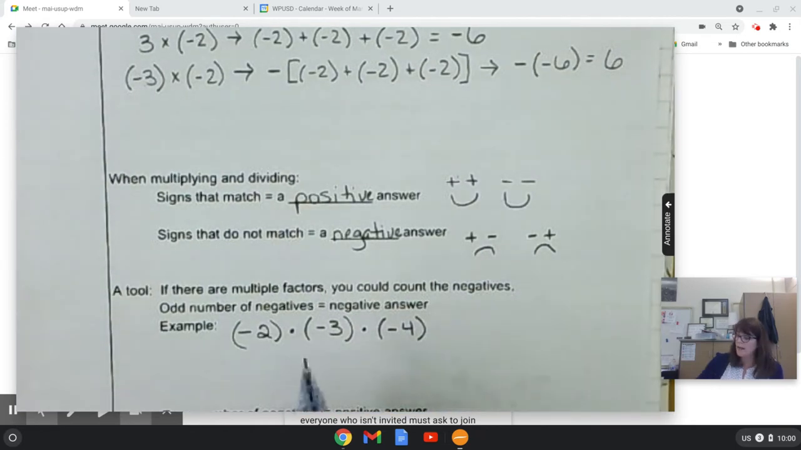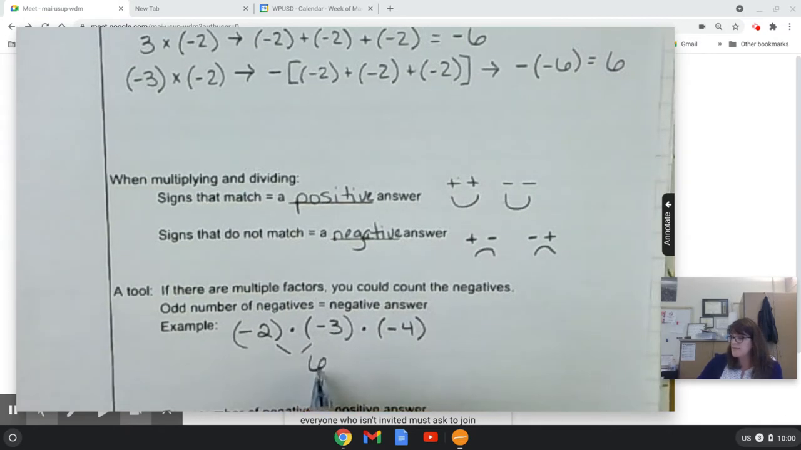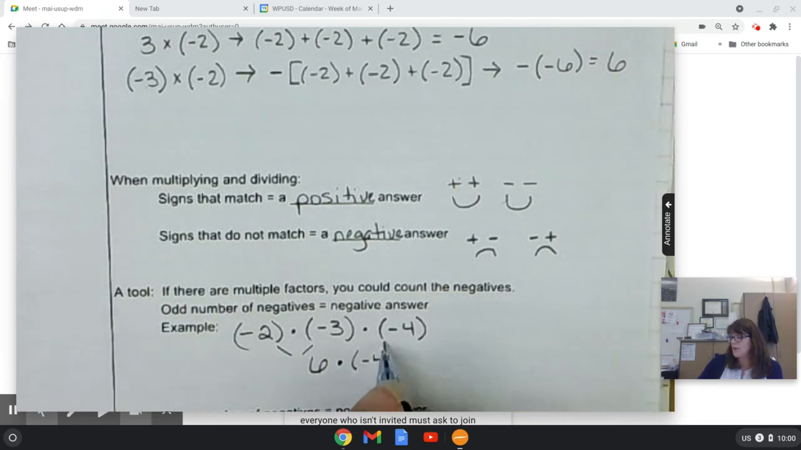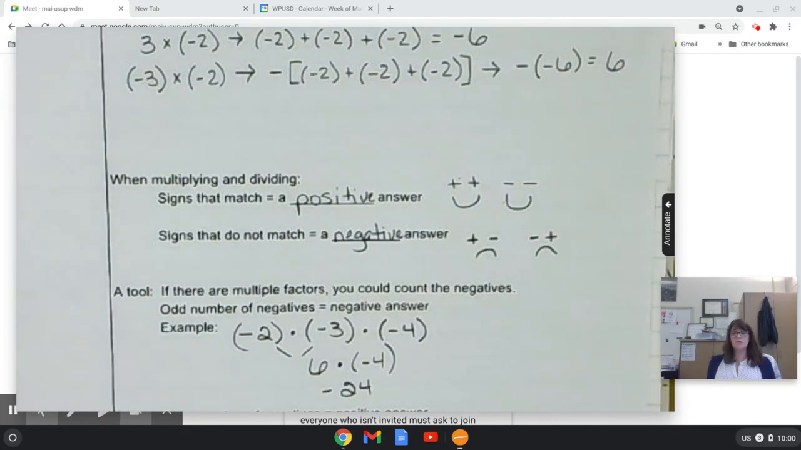And here's why. Negative 2 times negative 3 is a positive 6. Positive 6 times negative 4 is negative 24. Because we really do only multiply 2 at a time, 2 factors, and then we continue on, even if we're doing it in our head.